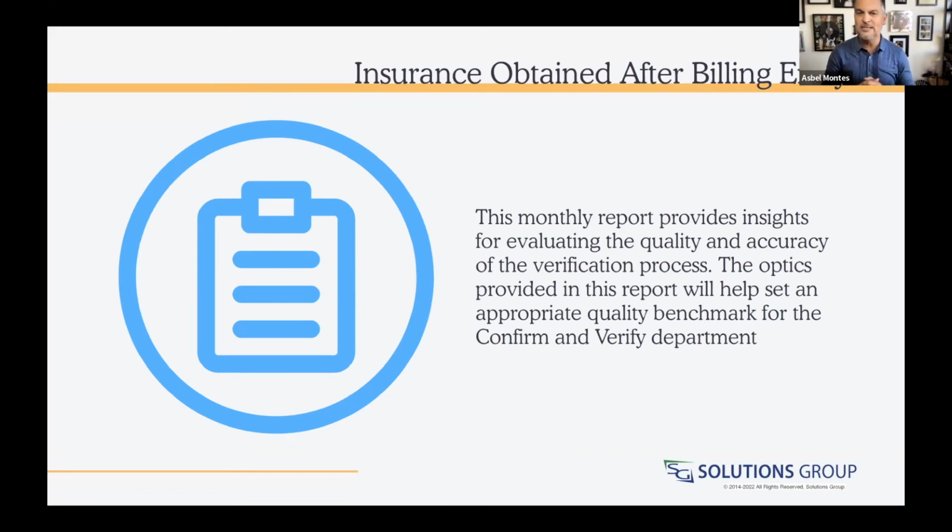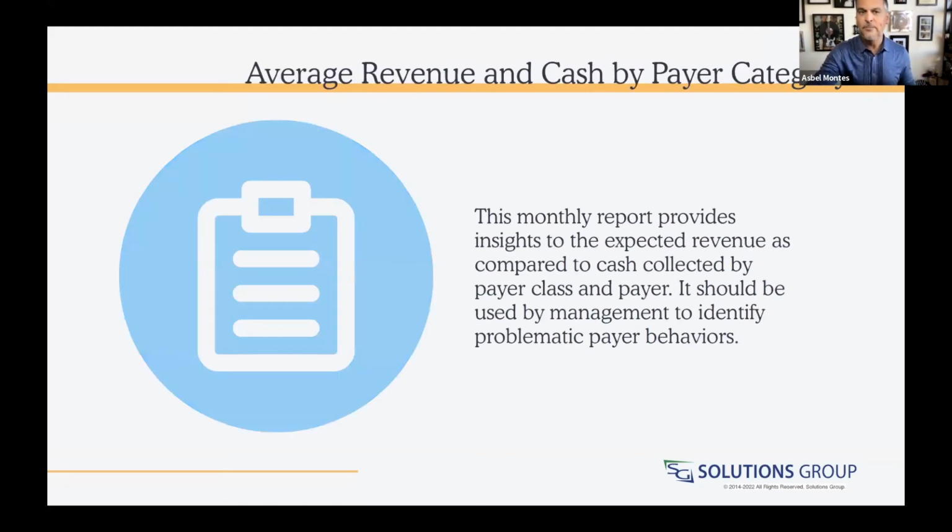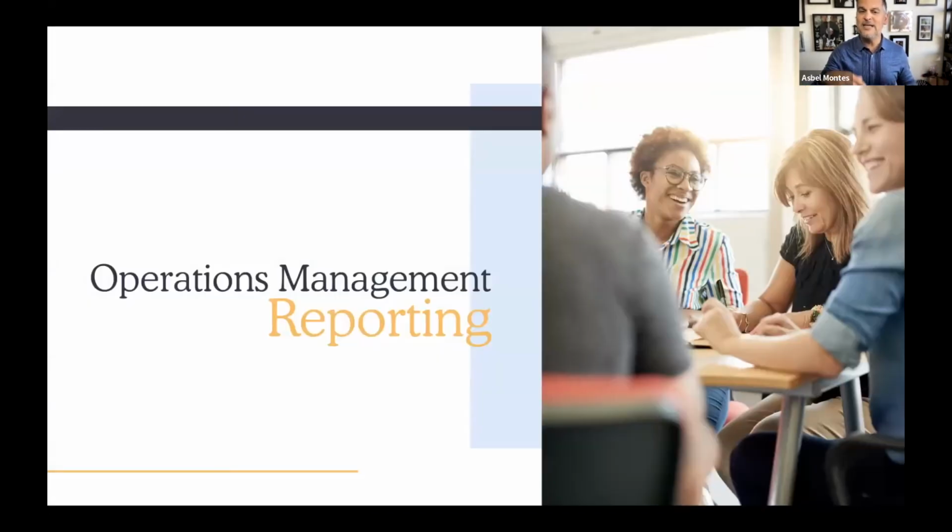So for those of you looking to understand what quality work is, there are some different nuances you can use with current processes to actually get to a quality score, maybe if you don't have the resources to do actual auditing. There's also the average revenue and cash by payer category. That's very important for them to know about payer category. It's very similar to what you'd be sharing with the executive team as well.